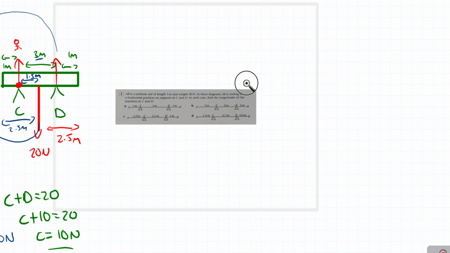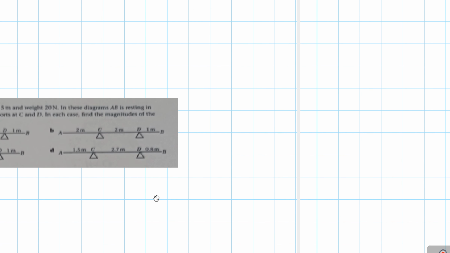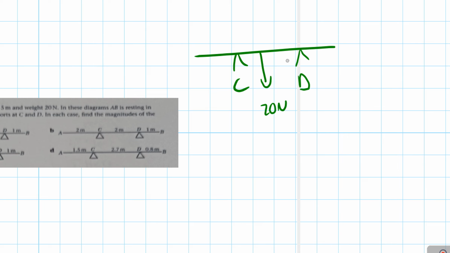If we look at 1B, it's going to be a similar method as before. So again, we're going to shortcut it slightly. So C and D, and this time the key thing that we need to find is the weight point here is 20 newtons. Here the difference is obviously the distances between each of the parts. So again, we know that the reaction force at C is going upwards and the reaction force at D is going upwards. So it's going to be up equals down. So C plus D is equal to 20.